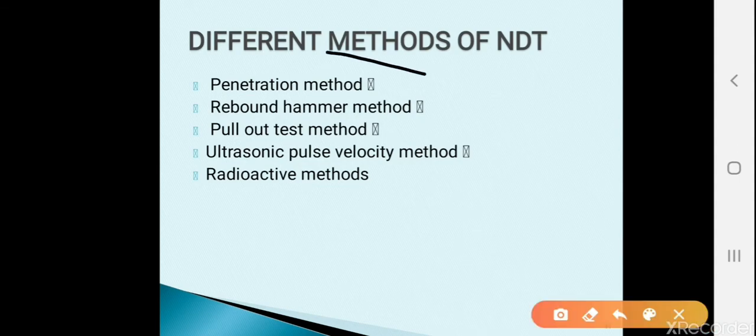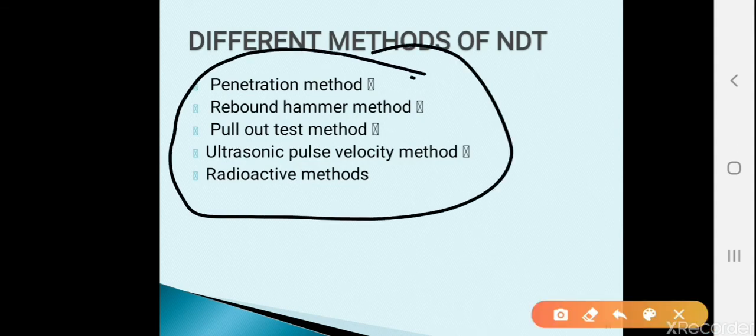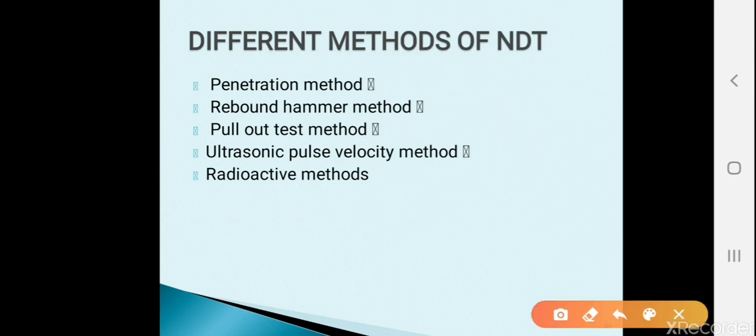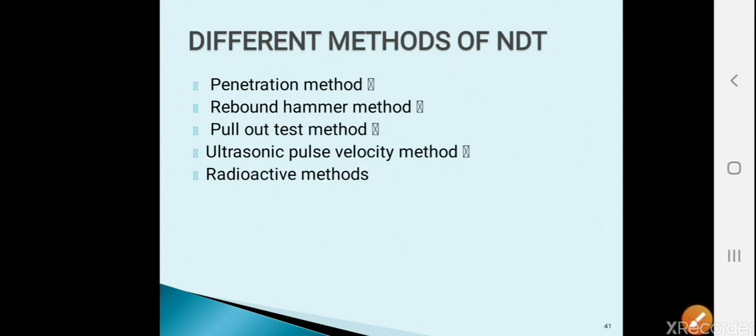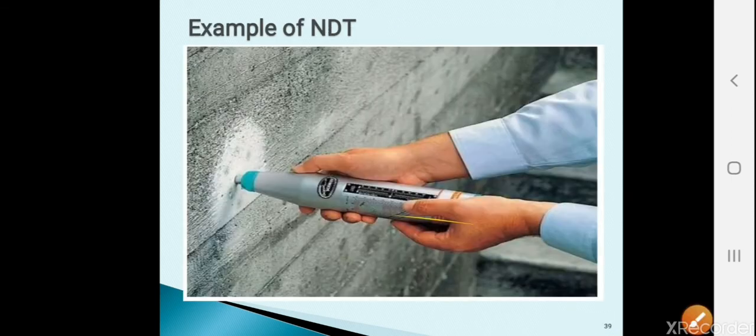Different methods of NDT. First one, penetration method. Second, rebound hammer method. Third, pull out method. Fourth, ultrasonic pulse velocity. And the last one is the radioactive method. Especially for your syllabus, two methods are most important. In some cases they may ask for the pull out and ultrasonic tests. So let's go one by one.